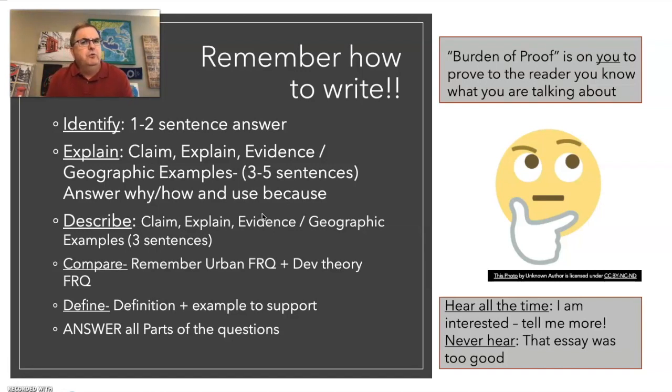Explain. Explain usually requires the most writing. Now, my students, you know to use claim, explain, provide evidence, or geographic examples. So your claim is your short answer to the question. Then you're going to explain it, talk about it a little bit, and then you're going to support that with evidence from the stimulus or geographic examples that you know about. And this is going to be typically 3 to 5 sentences. Usually in explain, you're going to be answering why or how something occurs. The word because will probably be in there also. So this one is going to require probably the most writing, but 3 to 5 sentences should suffice.